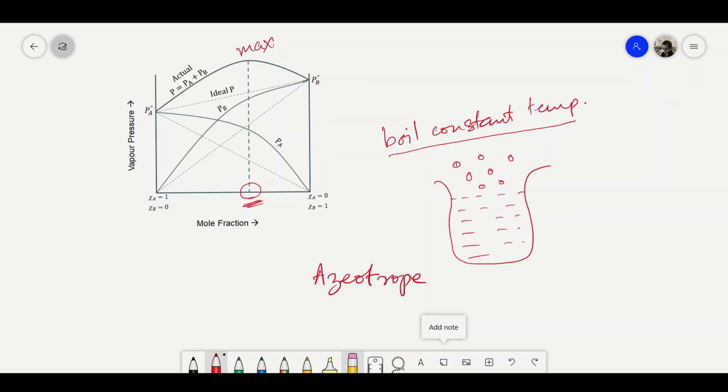Remember that azeotropes are constant boiling mixtures that, when we distill them, will have the same composition in the vapor phase as well as in the liquid phase. Now in this case, because the vapor pressure is maximum, the boiling point will be minimum, and hence these are also known as minimum boiling azeotropes. So we have to remember that solutions that have positive deviation from Raoult's law will give us minimum boiling azeotropes.